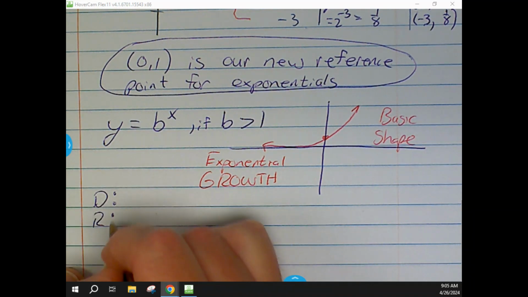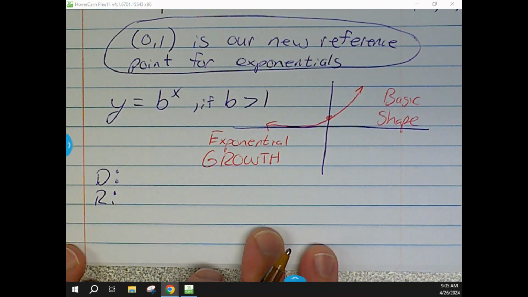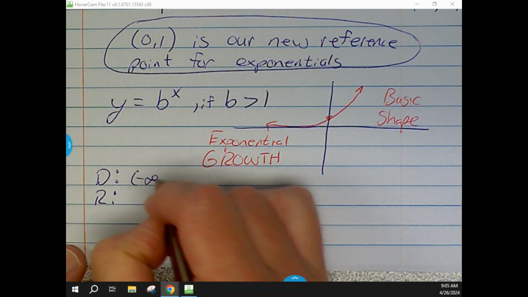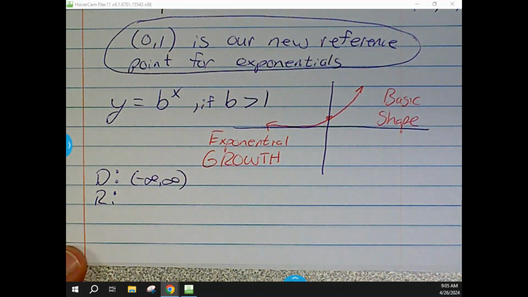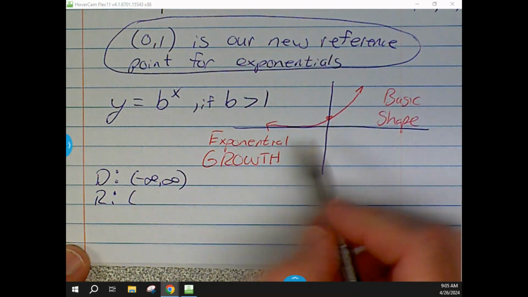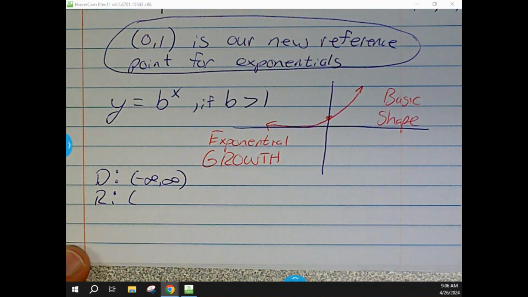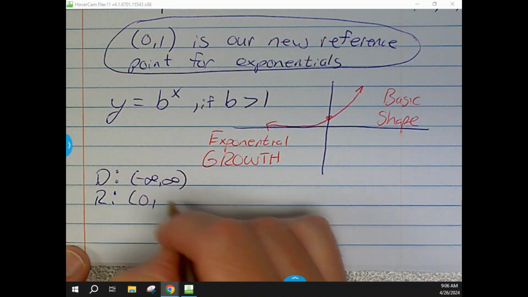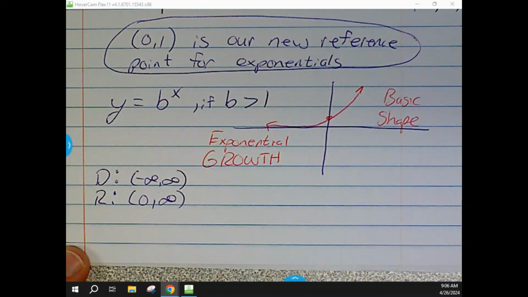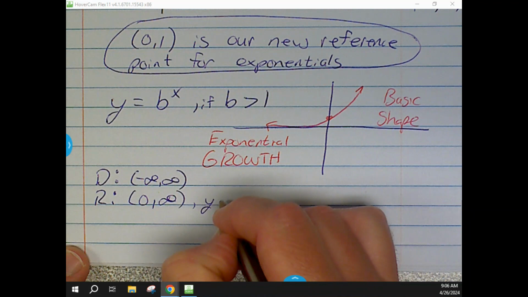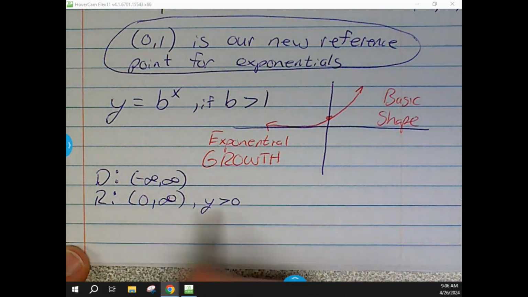All right, we are going to talk about domain and range on this a little bit. Domain and range. Domain's going to be easy. Domain is going to be negative infinity to infinity. Okay, for the range, if you notice, this graph gets really close to 0, but you never quite get there. There's always still some small trace amount that's there. So for the range, we're going to go from 0 to infinity. Or again, you could say that y is greater than 0. You can kind of go back and forth on those two things.